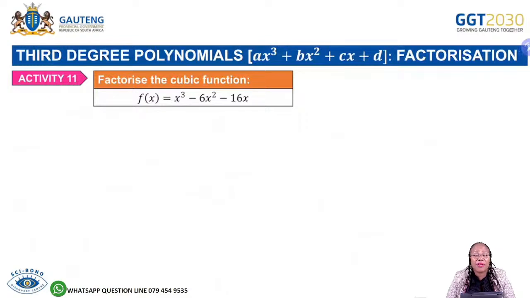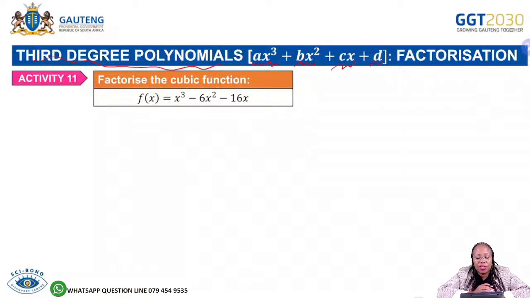Remember, in the previous grades, we were solving for x on a linear graph, and then on a parabola or a quadratic function. Now we are looking at x to the power 3, a third degree polynomial, which is ax cubed plus bx squared plus cx plus d. Now let's see how you factorize this.